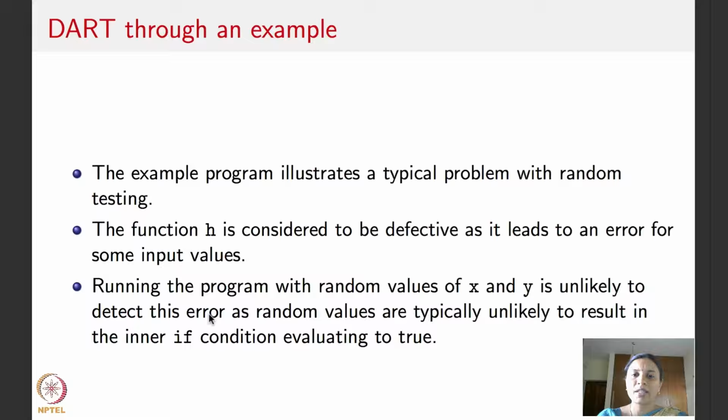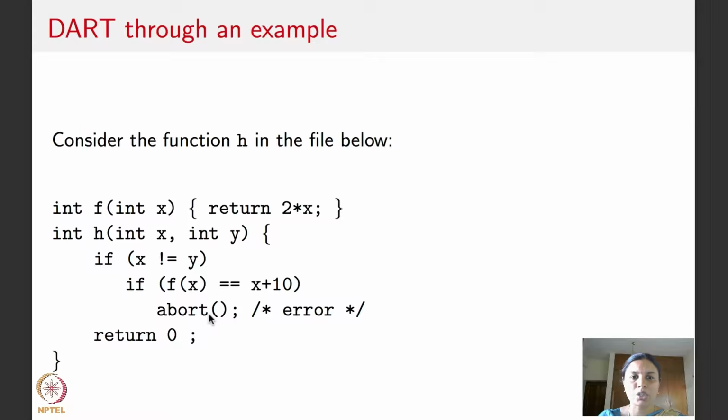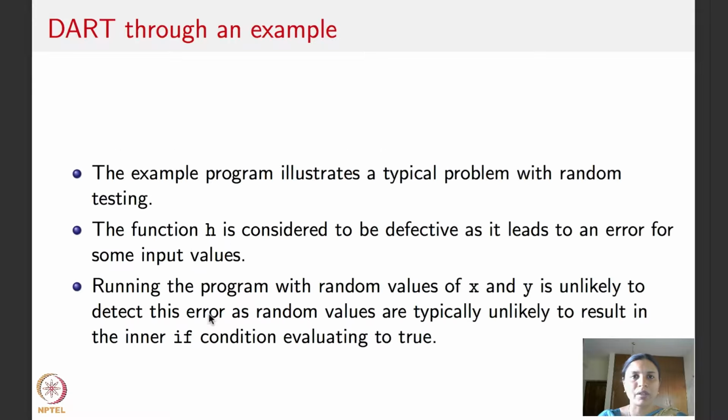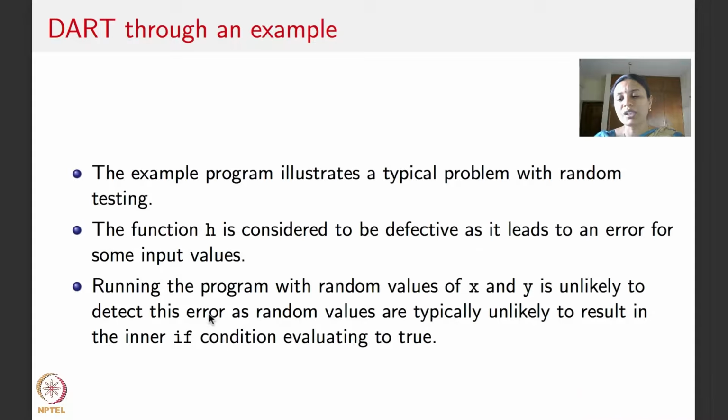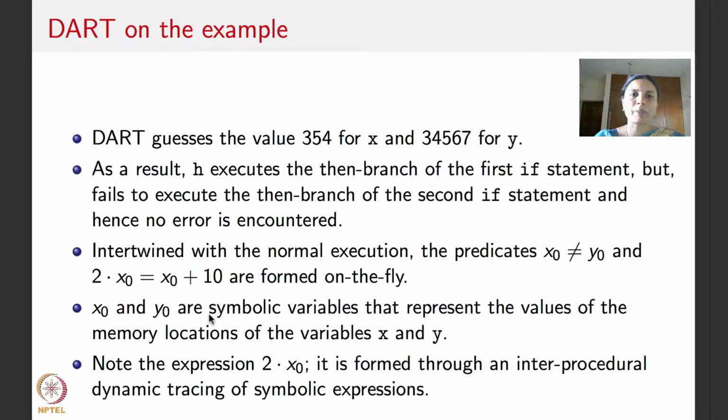The function h is considered to be defective because it leads to an error for some input values of x and y. In particular, x should not be equal to y and f of x should be equal to x plus 10. That's when the input hits an error. Running a program with random values for x and y is highly unlikely to find the error because the inner if condition is highly unlikely to evaluate true for random values of x and y. So how will Dart now find the error?